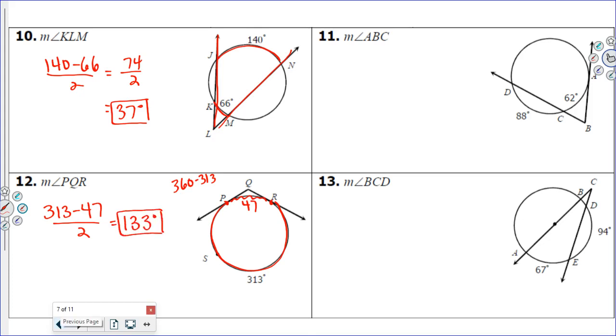Okay, so that is the general idea for some of these. Again, you have to figure out what pieces you are missing before you actually do the math. So if you guys have any questions, obviously just ask and I'd be happy to help.